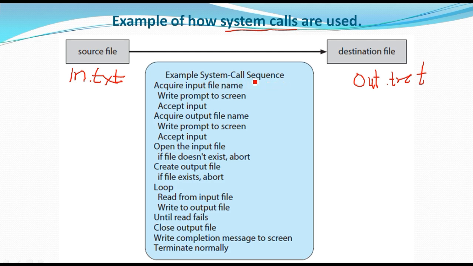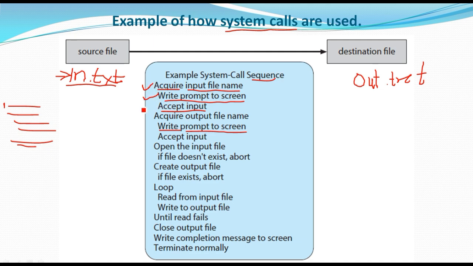First of all, it acquires the input file name, that is in.txt, and writes the prompt to the screen, so it will go to the screen and access the input. Whatever the input is, it is accessed and written as a prompt to the screen. So we are writing the content of in.txt. You can see here we have performed one system call, a second system call, and this is the third system call. So far we have performed 3 system calls.